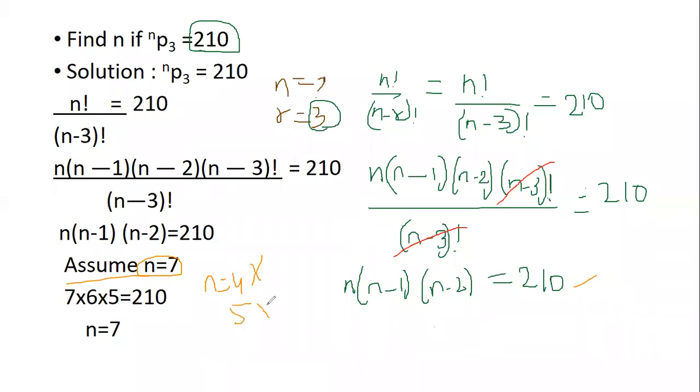6, check with 6. 6 into 5 into 4. Okay, 6 also is not possible. 7 into 6 into 5. You get 210.